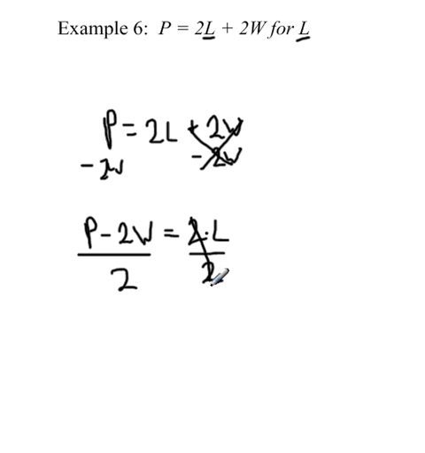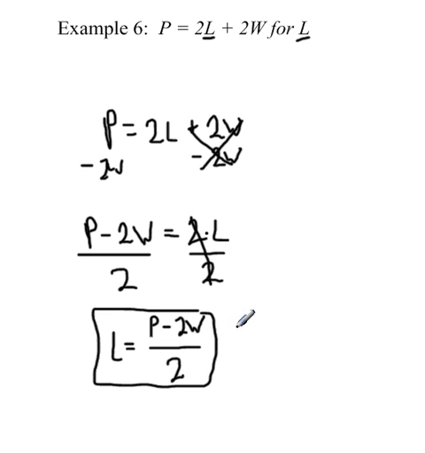2 divided by 2 is 1, so you're left with L equals, and then just copy down what you have over here. Perimeter minus 2 times the width divided by 2, and that's your solution. Now keep in mind on this fraction, we haven't covered this a lot in class yet, but this too will affect both terms. So it needs to be included underneath for both.